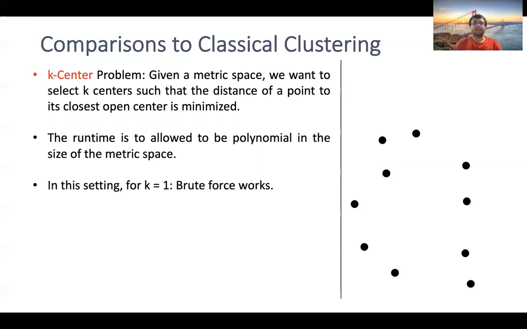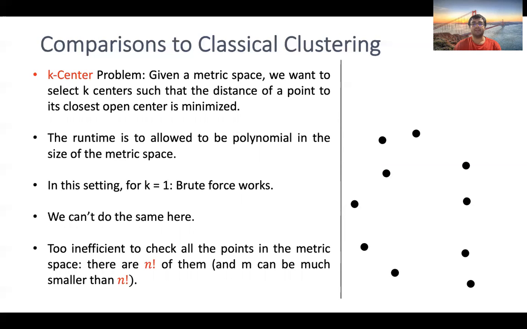Clearly, in the k-center setting, if k was equal to 1, we could just go over all the points inside the metric space and see which one did the best. This is brute force. This works because the runtime is allowed to be polynomial in the size of the metric space. This won't work for us because in our case, the size of the metric space is in fact n factorial. Why? Because the permutations are of length n. In fact, the size of m can be much smaller than n factorial.